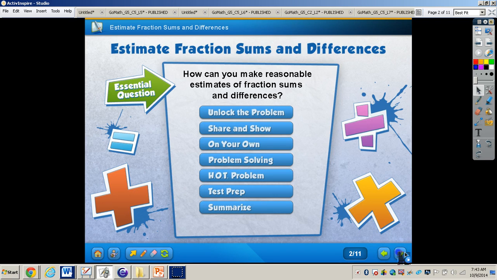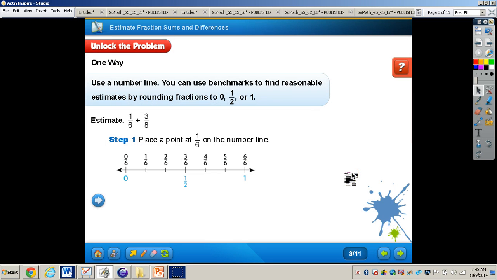Now you will need to have your Go Math books out and turn to page 251, and you also need your math journal and pencil out.